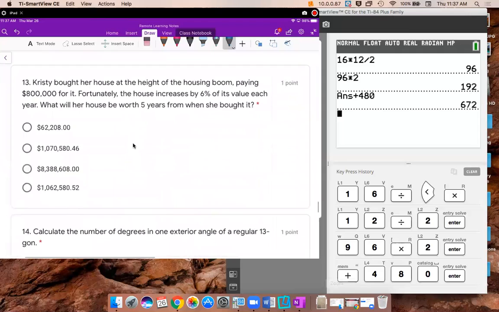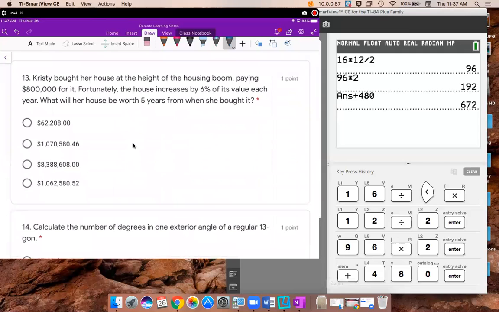Okay. Christy bought her house at the height of the housing boom, paying $800,000 for it. Fortunately, the house increases by 6% of its value each year. What will her house be worth 5 years after she bought it? So the fact that we are increasing by a specific percentage tells us it's going to be an exponential equation. A is what you started with, B is your multiplier, and then x is always going to be in years.